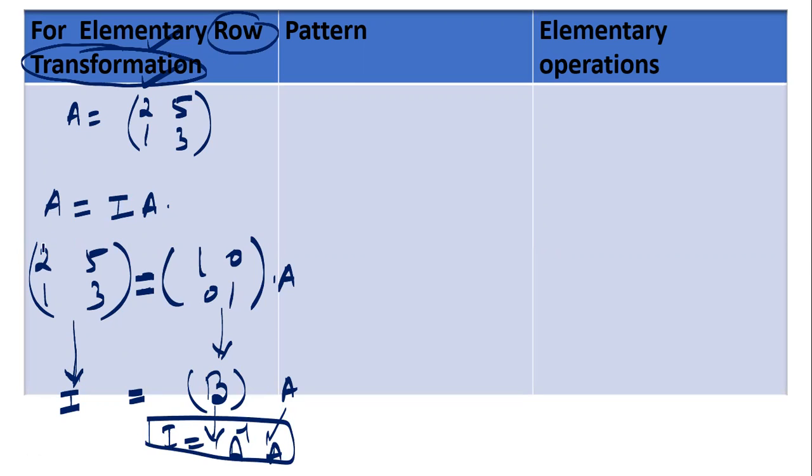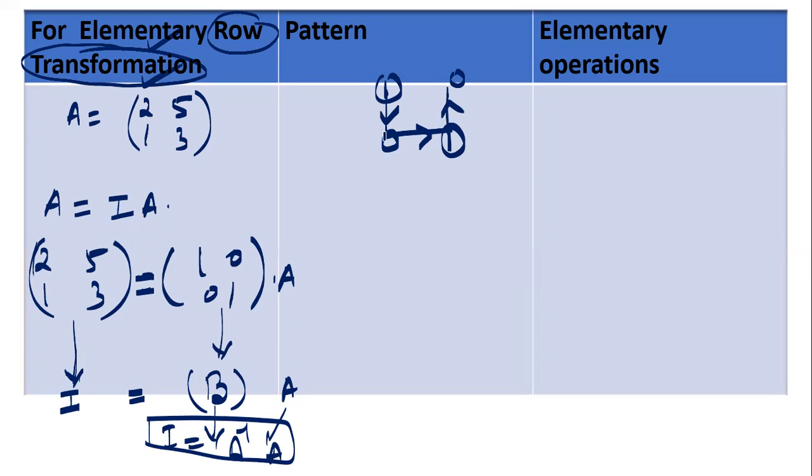For that, how will I make it the identity matrix? I will follow a pattern and this is the pattern. You can see U. What is its meaning? I will make it 1 over here, then I will go like this, then 0. Then I will go like this, 1, then 0. This is the pattern which I will follow.